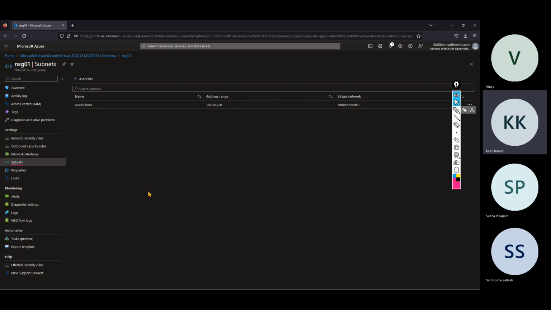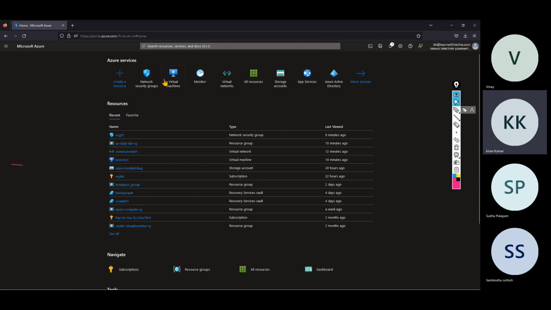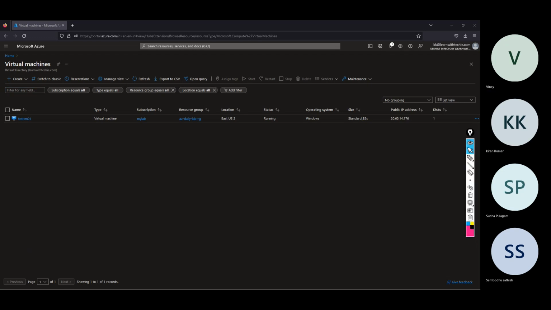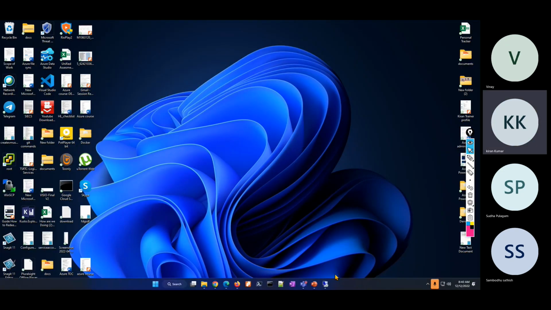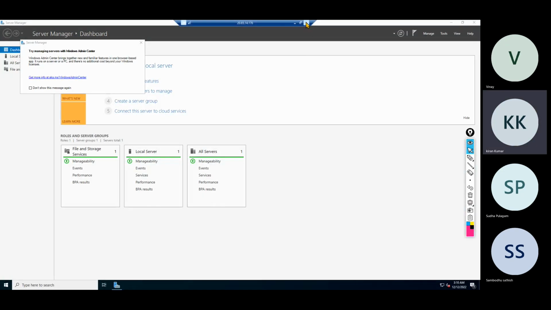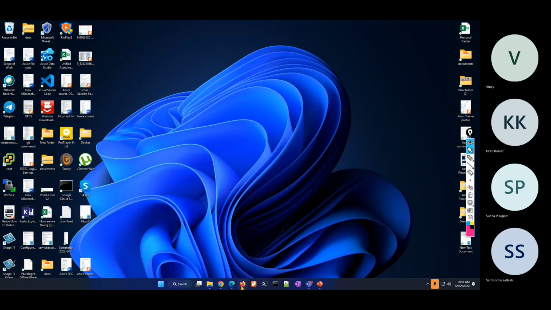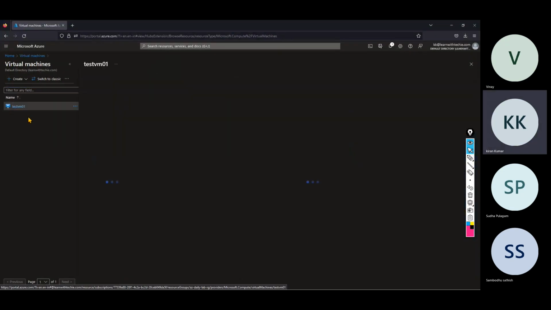As per this, and based on our discussion, can I take the RDP of that virtual machine or not, guys? Can I take the RDP of the virtual machine or not? I'm disconnecting the existing connection. Can anyone tell me?